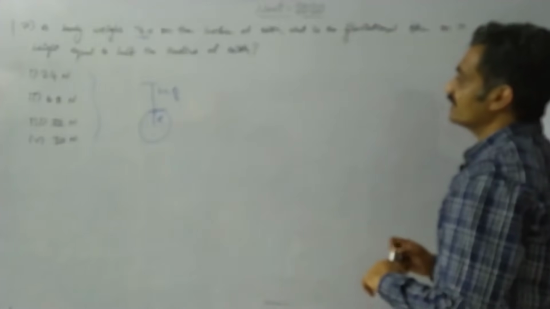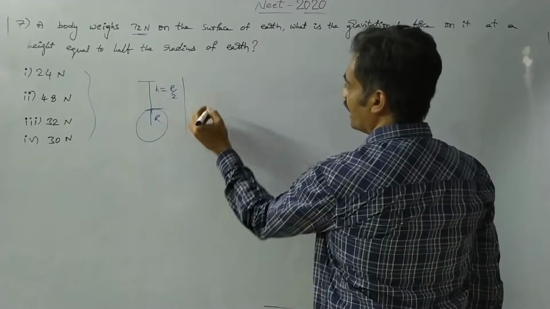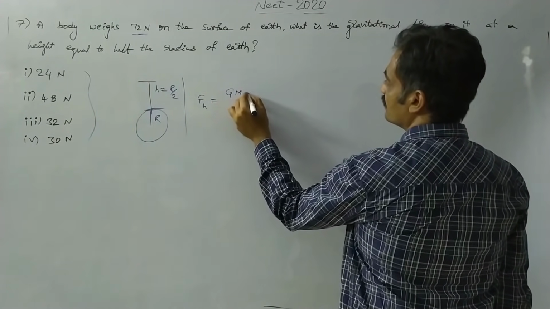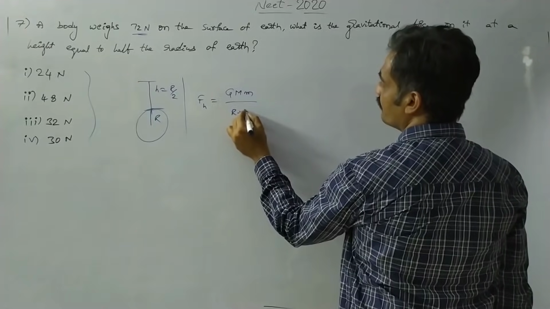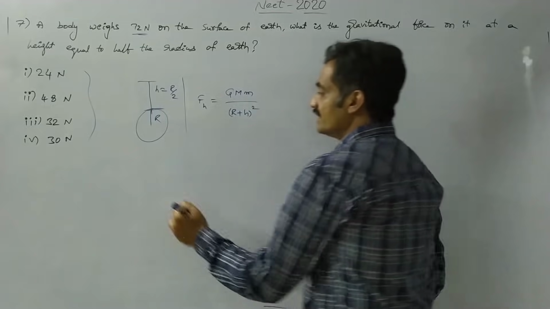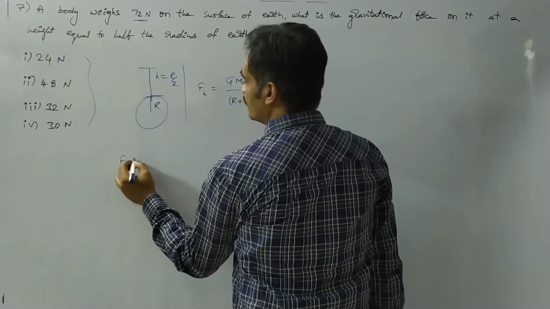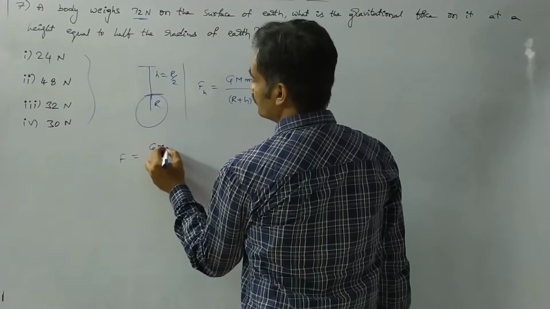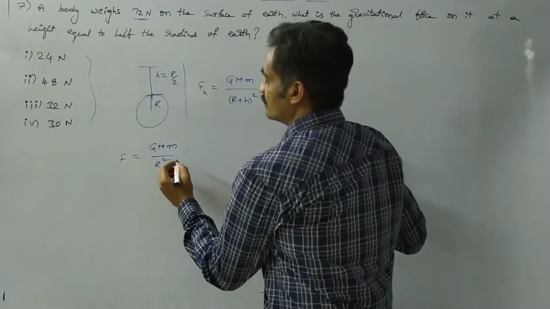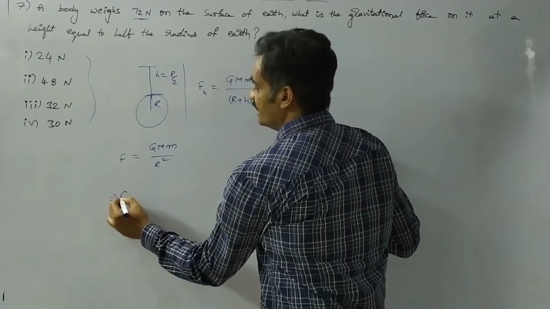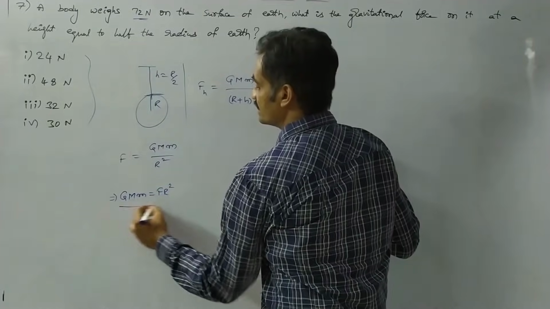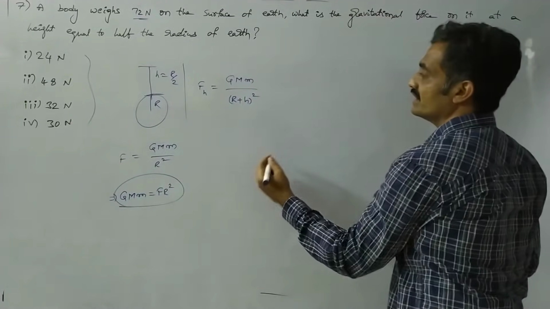So now based on that, gravitational force at a height h is given as F suffix h equals G capital M small m by (r plus h) whole square. Whereas the gravitational force on the surface of the Earth is equal to G capital M small m by r square. So from this equation we can write G capital M small m is equal to F r square. So in the place of G capital M small m, we can substitute F r square.